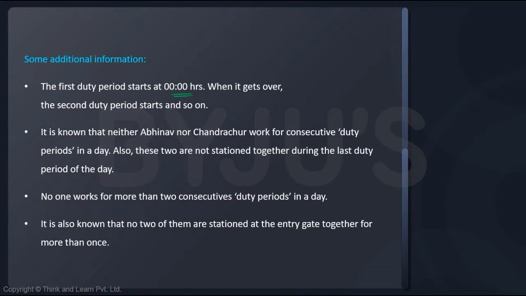Now the other important information is this part. It is known that no two of them are stationed at the entry gate for more than once, which means if there are four people, we will have a total of 4C2 possibilities. So this is 4 into 3 by 2, which is 6 possibilities. No two of them are stationed at the gate together for more than once. So only these 6 can exist because we are basically looking at AB, AC, AD, then we have BC, BD, and then we have CD.